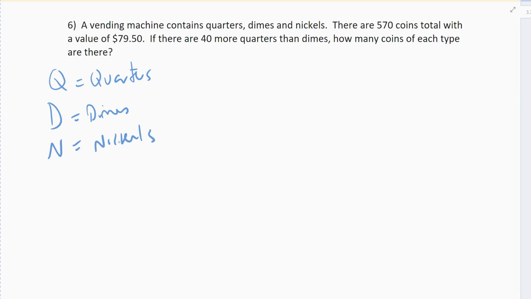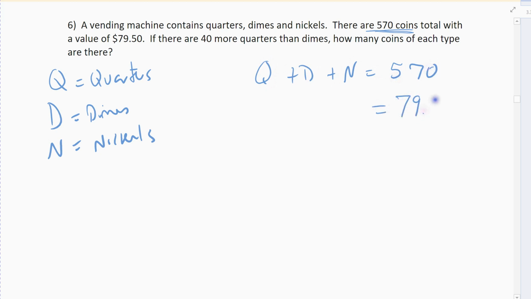So first of all, I know that altogether I have 570 coins, which means when I add up quarters, dimes, and nickels, it should add up to 570. No more, no less. So when I take my quarters, add them to my dimes, add them to my nickels, it should add up to 570 total coins.